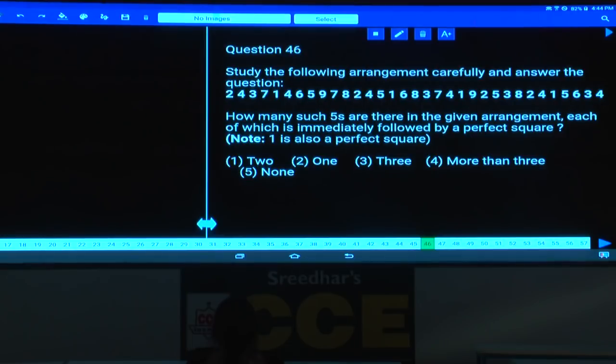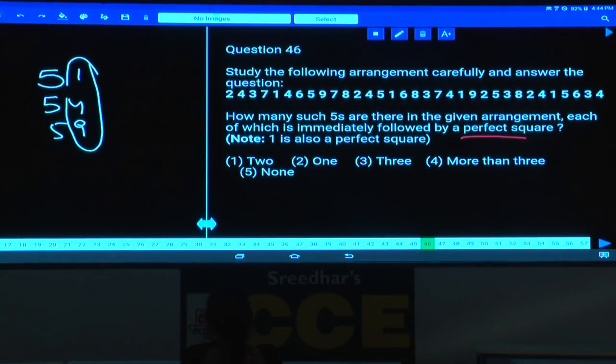And 46, how many 5s are there in the given arrangement, each of which is immediately followed by a perfect square? Followed by a square means either 5, 1 or 5, 4 and 5, 9, because these are the only 3 digits which are squares. 5, 1, 5, 4, 5, 9. Check out here. Now this 5 is immediately followed by 9, which is a perfect square, and 5 followed by 1, 1 is a perfect square. Next one, any 5 here? 5 is here, but it is followed by 3 but not by 1, 4 and 9.